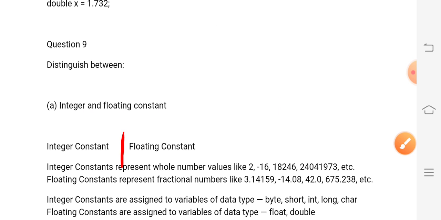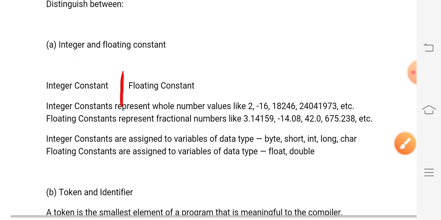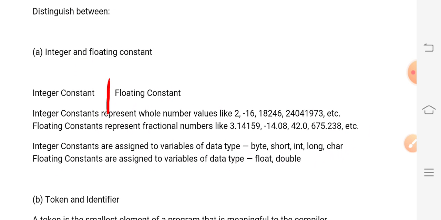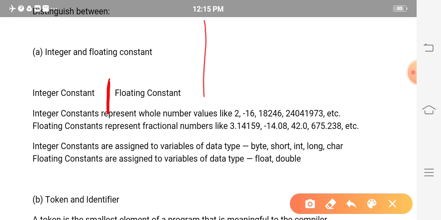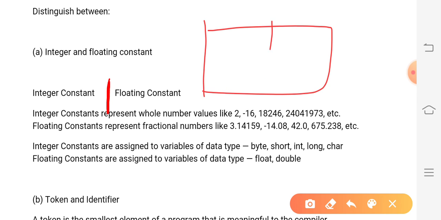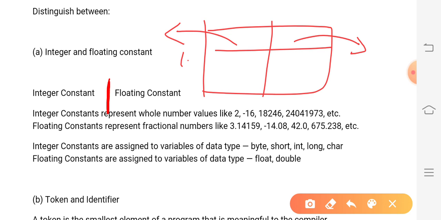Next, question number 9 is distinguish between integer and floating constant. So look here, you will write the difference. Wherever the difference is given, you will write the answer in tabular form. On one side write the point as integer, on the second give the heading as floating constant. And now 2 points are there, point number 1 and 2.